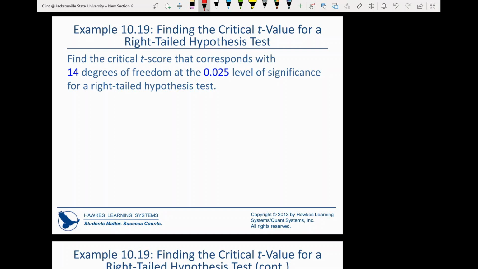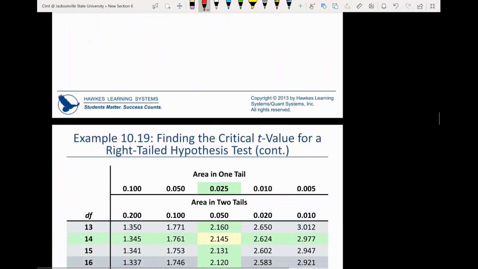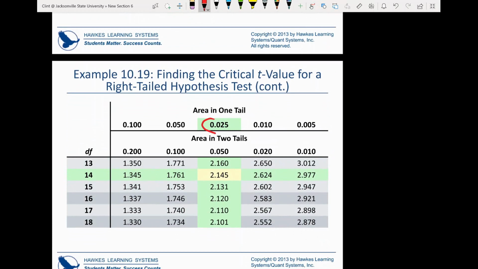And then we look at what type of test we're doing. It says it's a right-tailed test. So a right-tailed test means we only have one tail. And it gives us this 0.025 level of significance. That is the area in the tail. So we want 0.025 in one tail with 14 degrees of freedom. Okay, so if we go to our t-table, we would look for 0.025 in one tail with 14 degrees of freedom. So our critical t value is going to be 2.145.